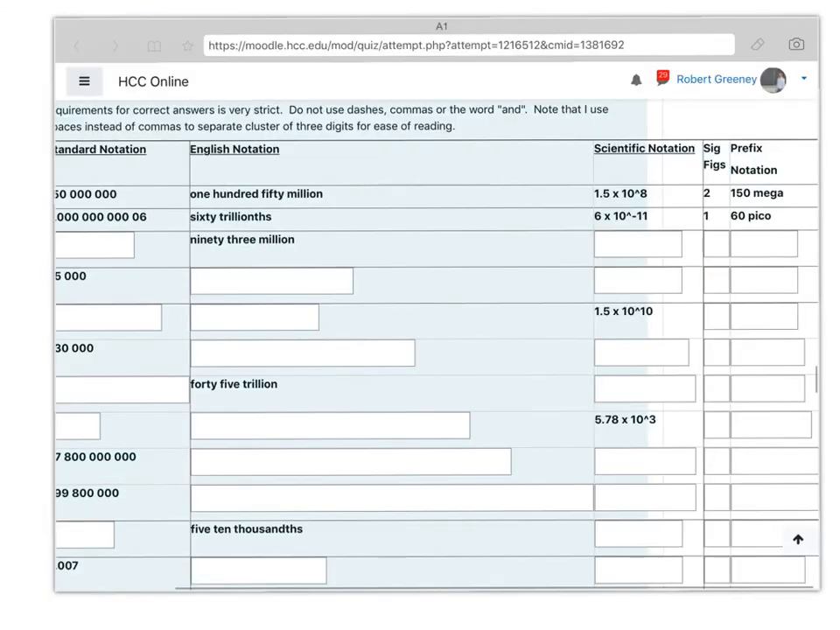Before we move on, I just wanted to show you, because we couldn't see it, these other 2 columns, the significant figure column and the prefix notation column. So there are 1, 2, 3, 4, 5 columns, and make sure you see all of those. Okay, let's move on.